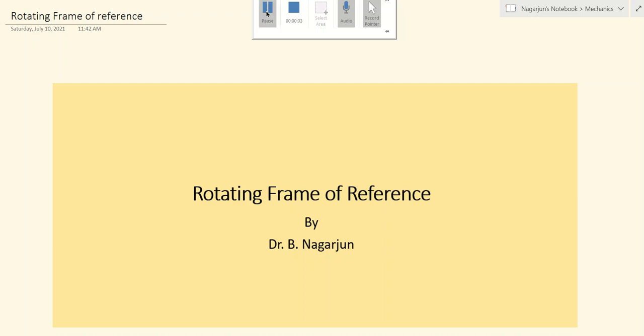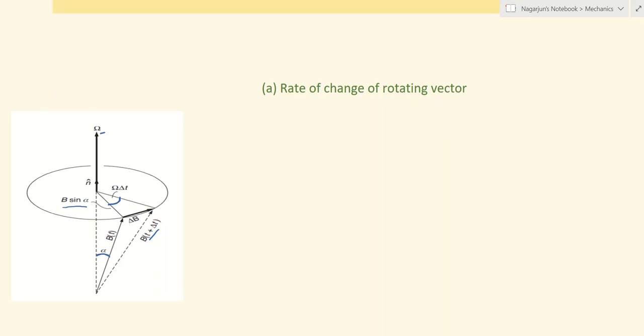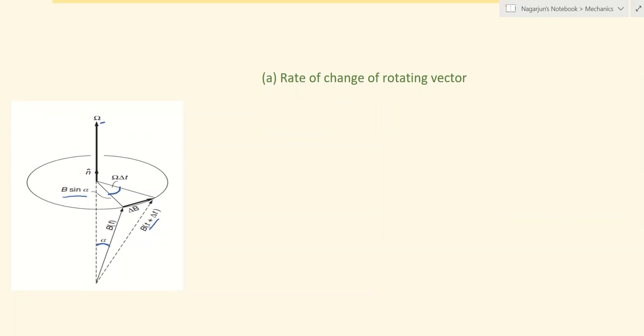In this lecture, we will understand how to express the velocity and acceleration with respect to a non-inertial frame, which is a rotating frame of reference. This discussion is done in three stages. Stage 1. Let me express the rate of change of a rotating vector.